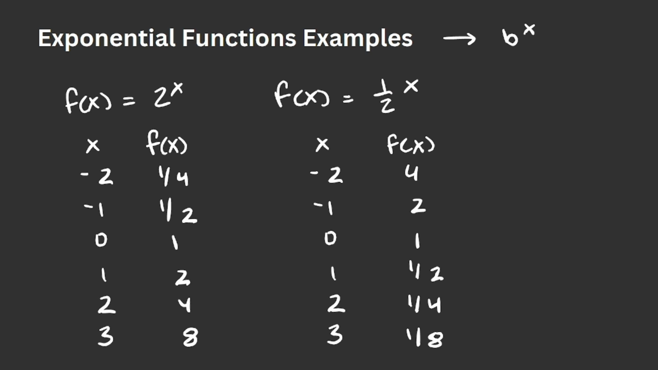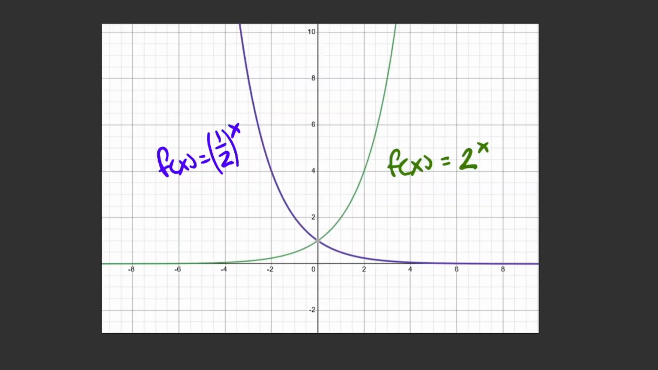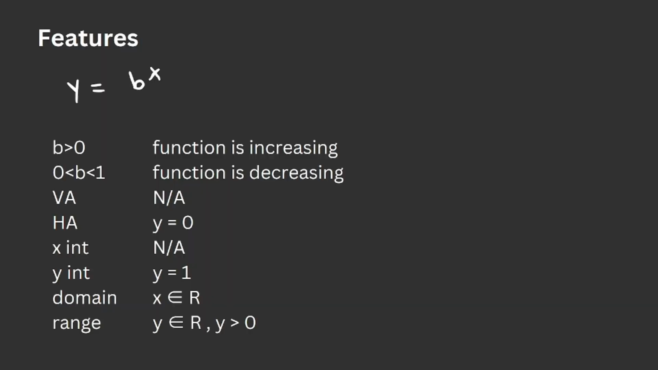On my right side, I have my other function, 1 over 2 to the power of x, and I essentially do the same thing with my x value. I just sub it in for the exponent. So 1 over 2 to the power of negative 2 is 4, 1 over 2 to the power of negative 1 is 2, and then 1, and then 1 over 2, 1 over 4, 1 over 8, and so on. Graphing my two functions next to each other, you can see that my green function, 2 to the power of x, is my increasing function, and my blue function, 1 over 2 to the power of x, is my decreasing function.